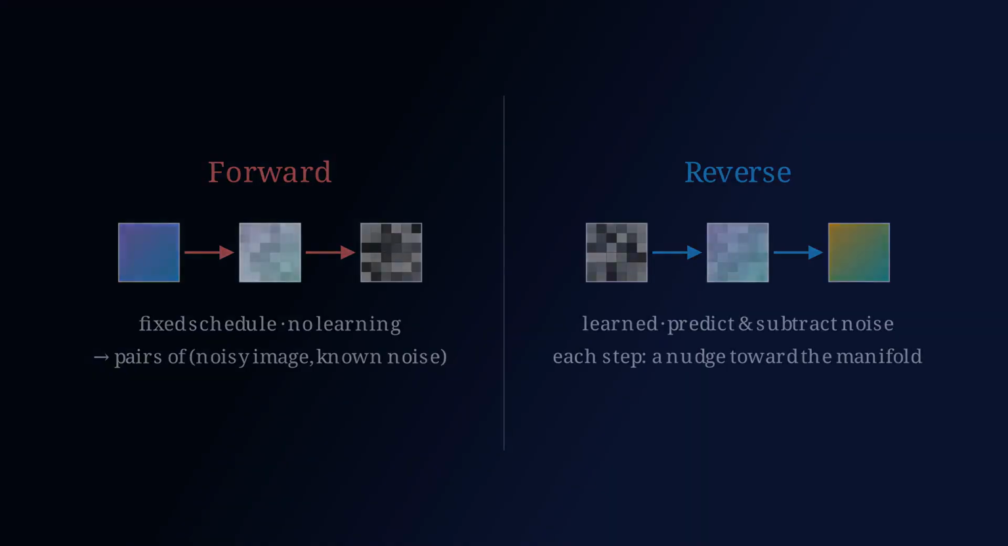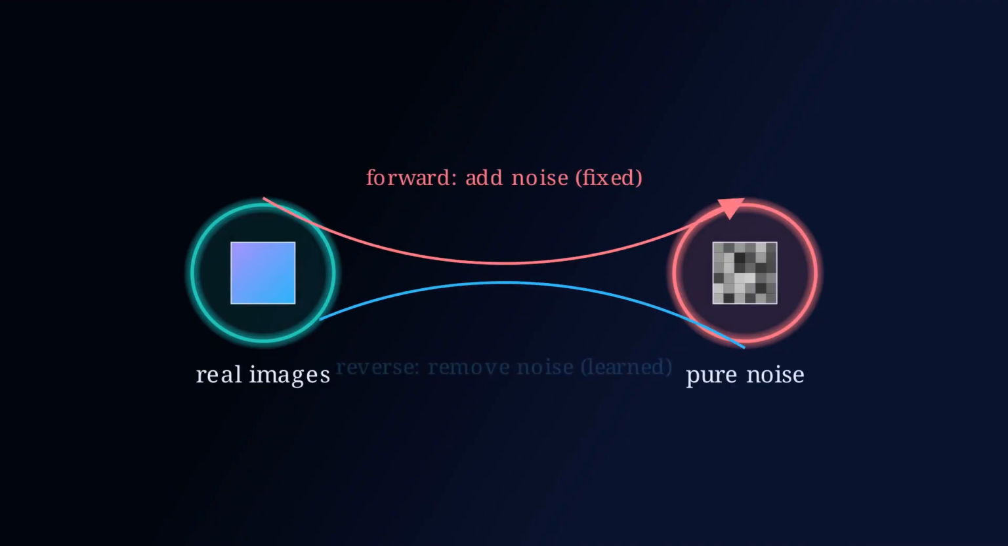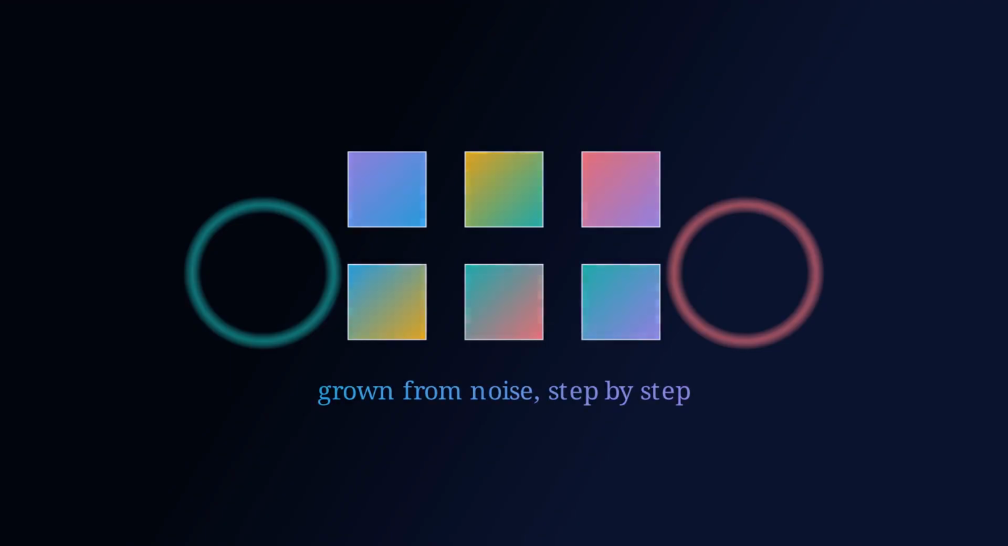That's the whole engine. Two processes, one fixed and one learned, meeting in the middle at a humble question asked over and over: where is the noise? Answer it well enough, and you can turn chaos into anything. The images you've seen generated by these models aren't retrieved from a library or stitched from pieces. They're grown step by step from noise, along a path the network learned by studying how images fall apart.